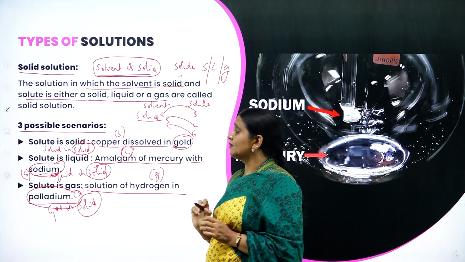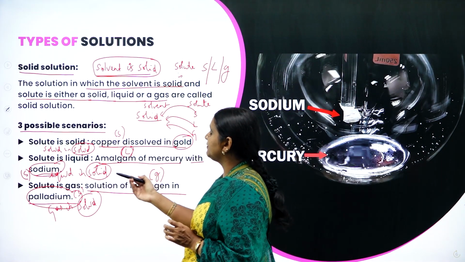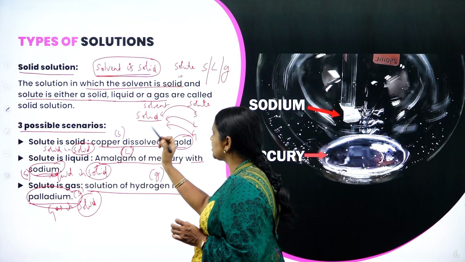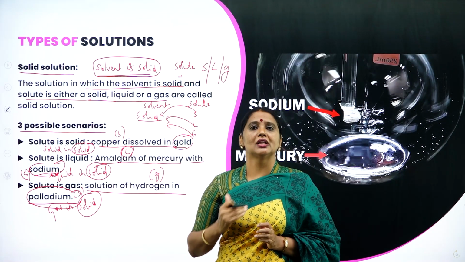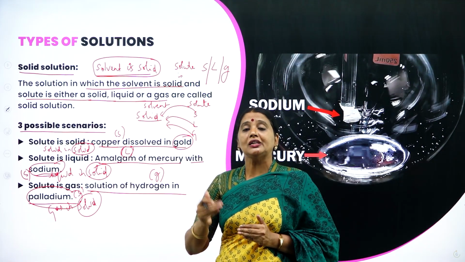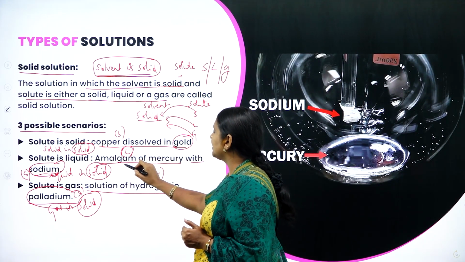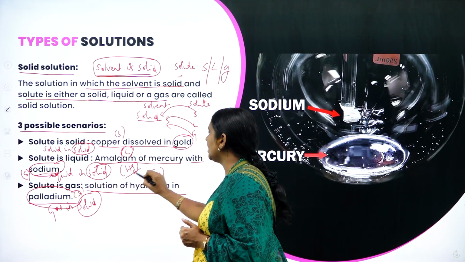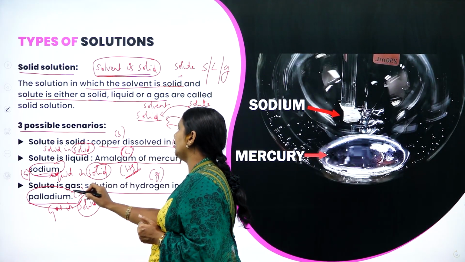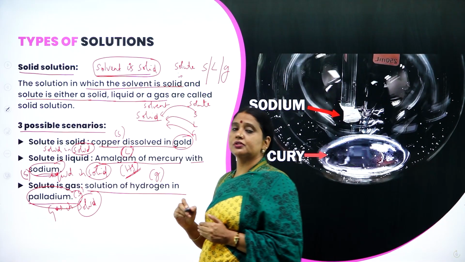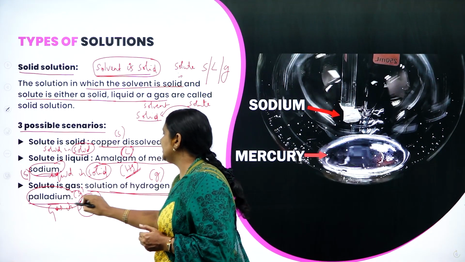Okay, so what is the example for a solid solute dissolved in a solid solvent? The example is copper dissolved in gold. Give an example for a liquid solute dissolved in a solid solvent: that is amalgam of mercury. What is amalgam? Amalgam is an alloy containing one of the metals, mercury with sodium, in liquid form. Give an example for a gas solute dissolved in a solid solvent: solution of hydrogen in palladium.